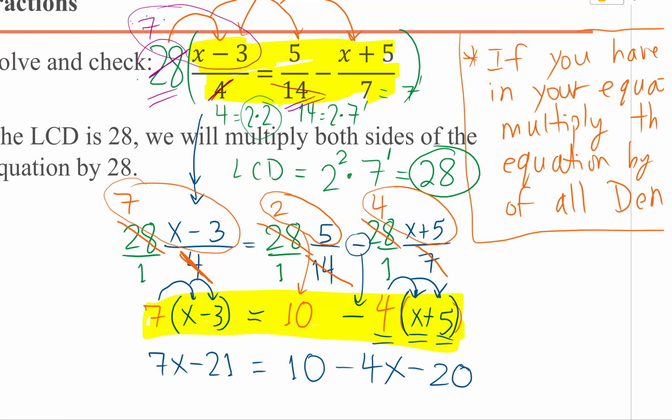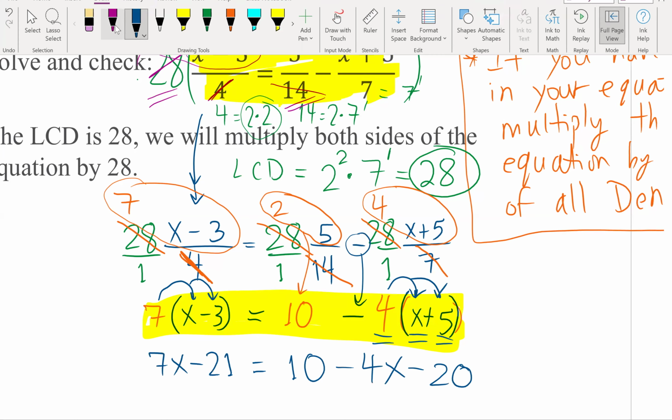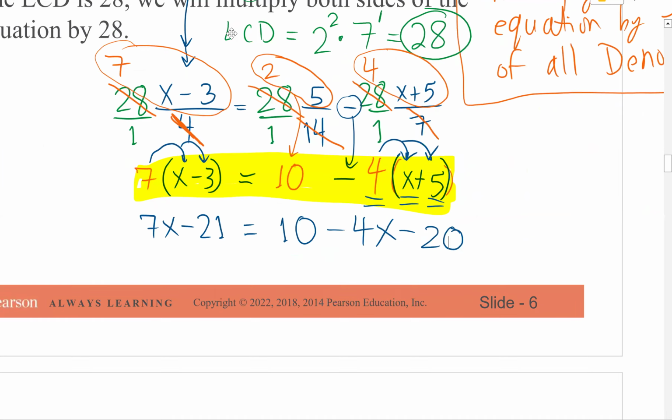There we go. Okay. Now I can combine like terms. What do we got here? Really, before I move anything to one side or the other, I'm going to combine the 10 and the negative 20. Okay, 7x minus 21 equals, the 10 and the negative 20 add up to negative 10.